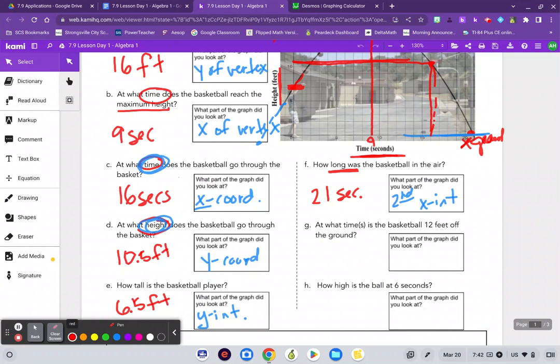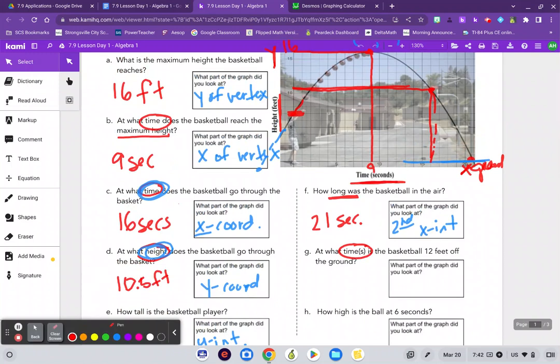G over here says, at what time does the basketball reach 12 feet off the ground? Let's see. 12 feet would be right here. It looks like I'm 12 feet off the ground right there. But the basketball comes back down due to gravity, so I'm going to be 12 feet off the ground here as well. And so I'm looking for the x values that go with that. It looks like I'm at about 3 and 15. So 3 seconds and 15 seconds.